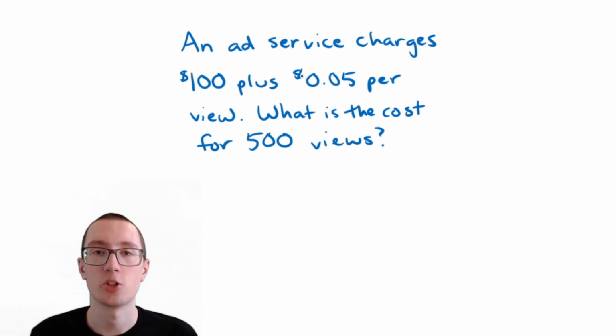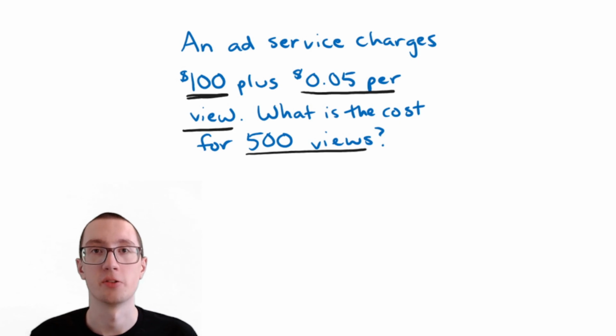So here I'm seeing it charges $100, so I'm going to underline $100. And I'm also seeing 5 cents per view. And then we are finding the cost for 500 views. So how are we going to write this as an equation? Well, we'll do the same thing. We're going to have C, the total cost. We want to find the total cost.